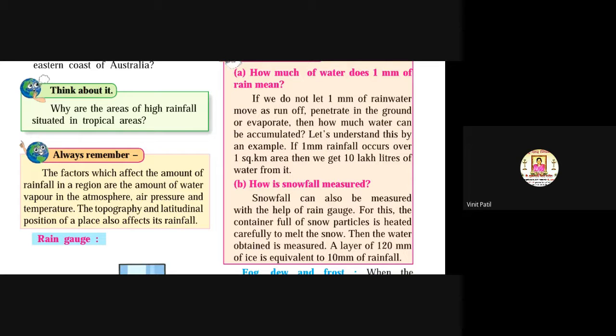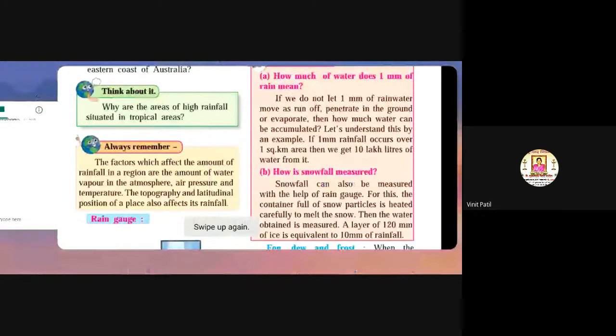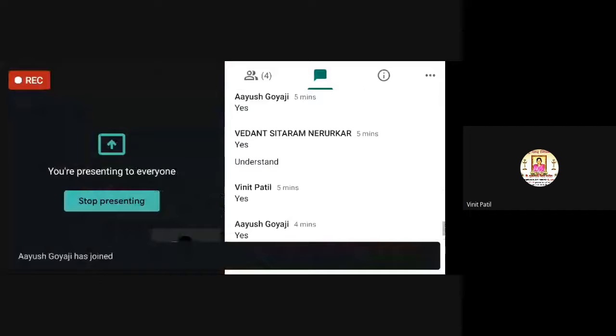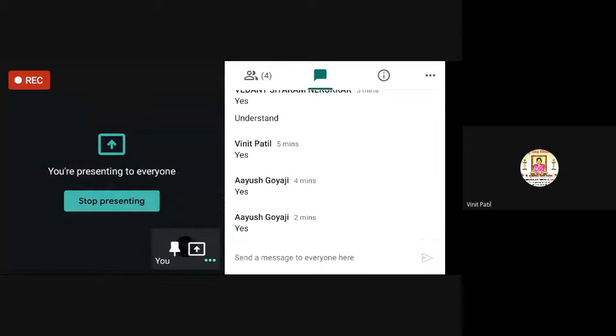If there is 10 mm of rainfall at your place, basically from 1 square kilometer of area, you will get 1 crore liters of the water. Okay, so you understand it? What is meant by 1 mm of rainfall?